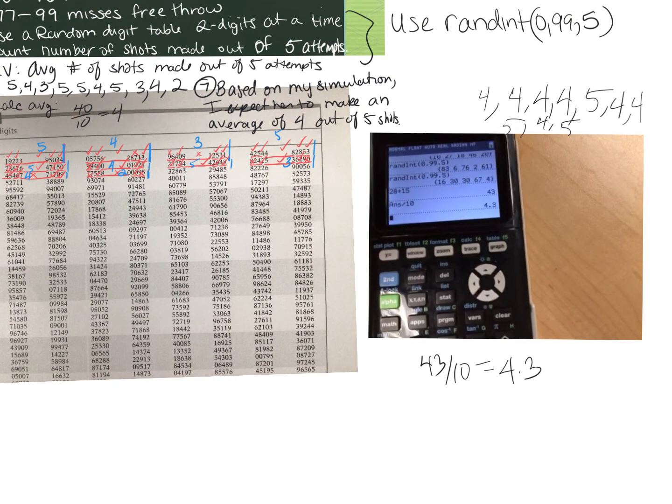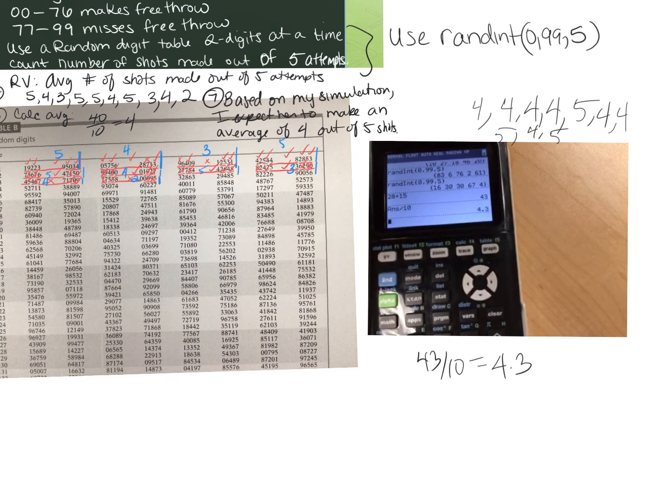Okay, so here's a good example. My conclusion is going to be the same. Based on my simulation, I expect her to make an average of 4.3 out of 5 shots. My average is allowed to be a decimal. And you can see one simulation gave us 4, and the next simulation gave us 4.3.